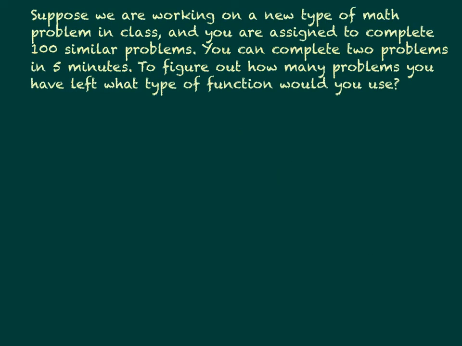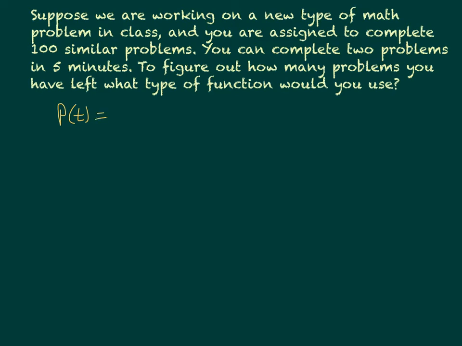For this next one, we have to figure out what this word problem is meaning. Suppose we are working on a new type of problem in math, and you are assigned to complete 100 similar problems. You can complete 2 problems in 5 minutes. To figure out how many problems you have left, what type of function would you use? So what I want to do is actually try to create a function. The first thing I'm going to do is the number of problems in relationship to the time. So I'm going to have a P of T, problems per amount of time that it takes.